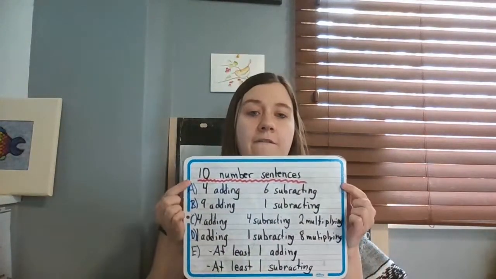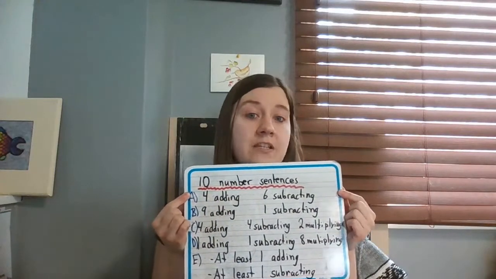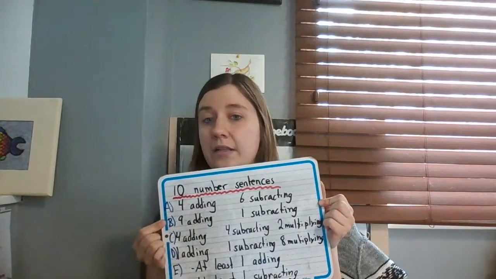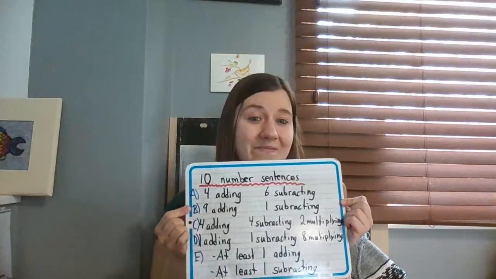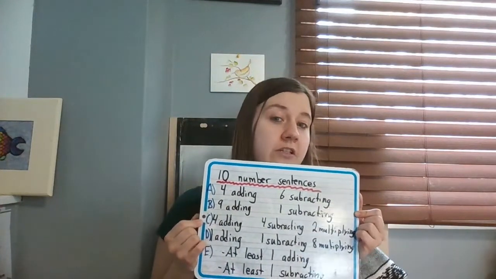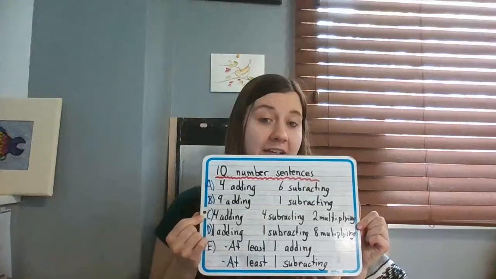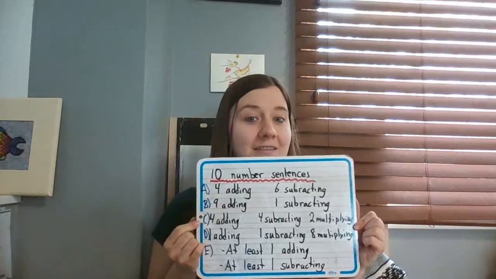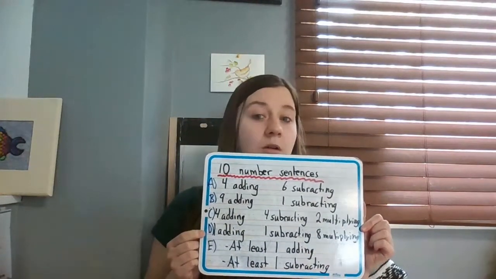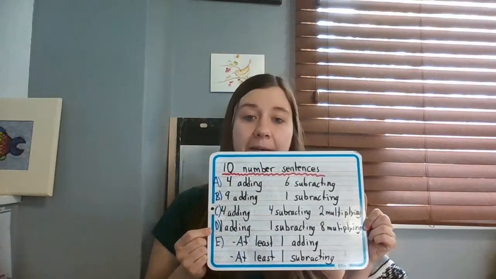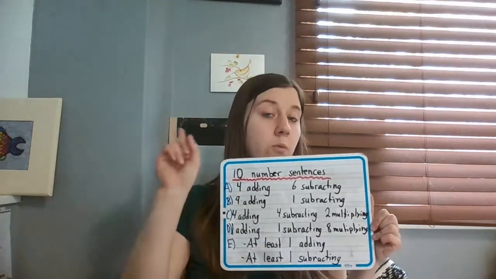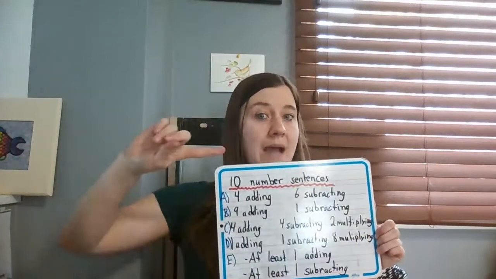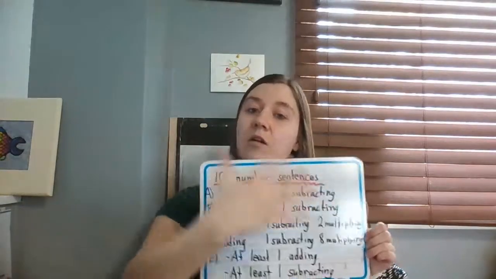You could make 4 adding questions and 6 subtracting, because 4 plus 6 makes 10. You could make 9 adding questions and only 1 subtracting question, because 9 and 1 make 10. You could make 4 adding questions, 4 subtracting questions, and 2 multiplying, because 4 plus 4 plus 2 makes 10. 4 plus 4 is 8. 2 more is 10. Or you could do only 1 adding, 1 subtracting, and all the rest multiplying. As long as you have at least 1 adding question, 1 plus, and at least 1 subtracting question, 1 minus, you can do any way you want.